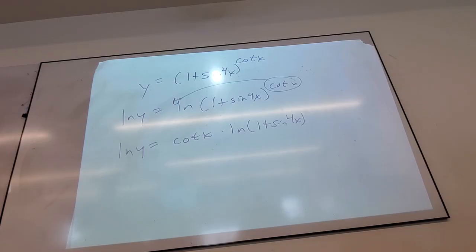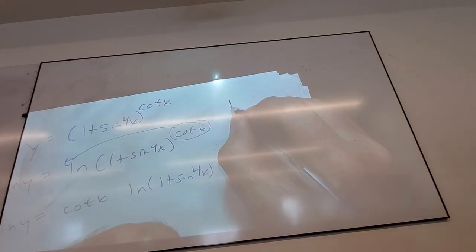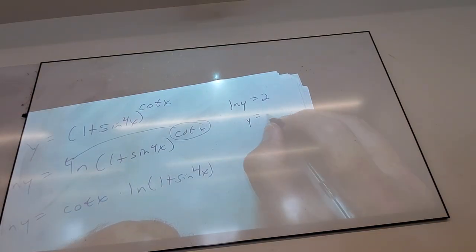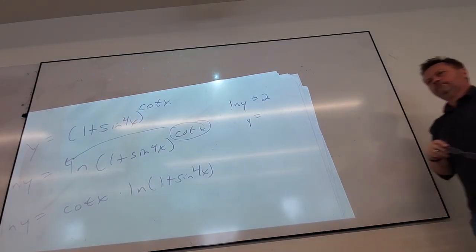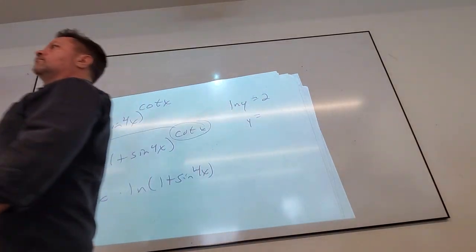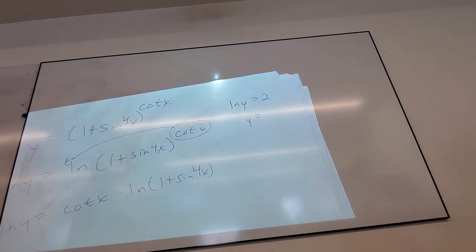If I can figure out what the natural log of y does as x goes to 0, let me see if you guys are cool with this. What if natural log of y equals 2? What's y? Does anyone know? What's the base of ln? e. ln is just log base e. We gave it a special name because we like e.